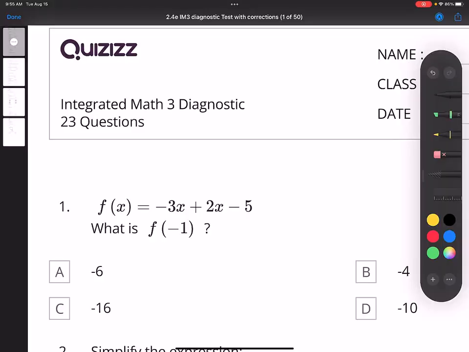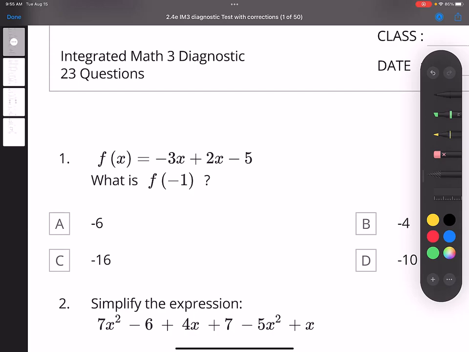Hey, this is Mr. N going over the diagnostic test. Question number 1: f of x is equal to, this is incorrect, I'm going to change it. It is 3x squared plus 2x minus 5. The f of negative 1 means that you are putting in negative 1 for the x values. Negative 1 there.